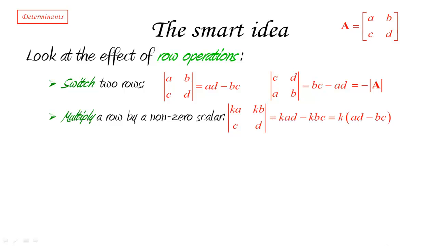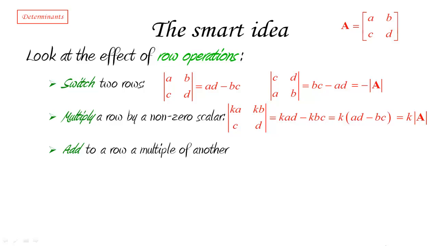Multiply, let's say, the first row by k. The result is basically going to be the same determinant we had before, all multiplied by k. And you can check on your own that if you multiply the second row, you get exactly the same answer. So multiplying one row by a non-zero scalar, because of course that's the row operation we do, has the effect of multiplying the whole determinant by that same scalar.